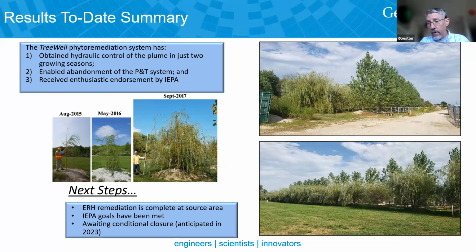You can see these photos were just a couple years after implementation. Some of those poplars are greater than 20 feet in height. So we obtained hydraulic control of the plume in just 2 growing seasons. That allowed us to shut down and eventually abandon the pump and treat system, and we've had really enthusiastic response and endorsement by Illinois EPA.